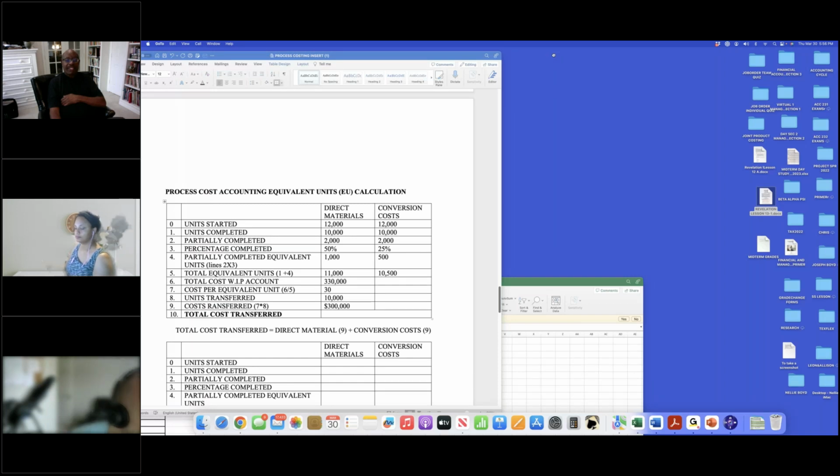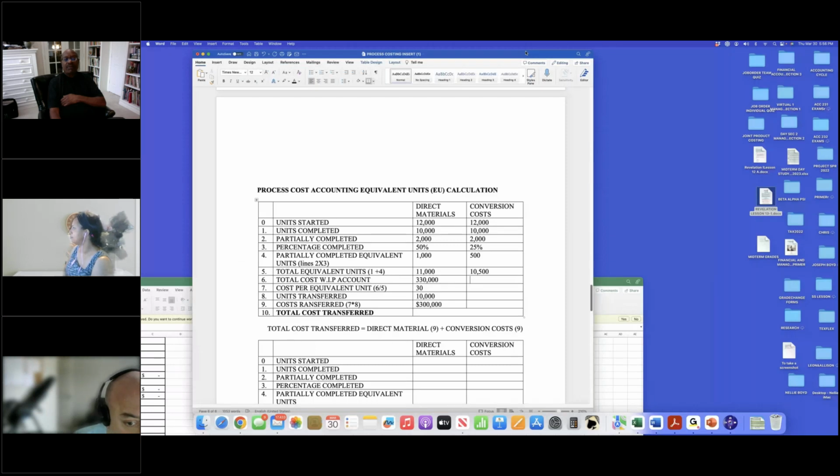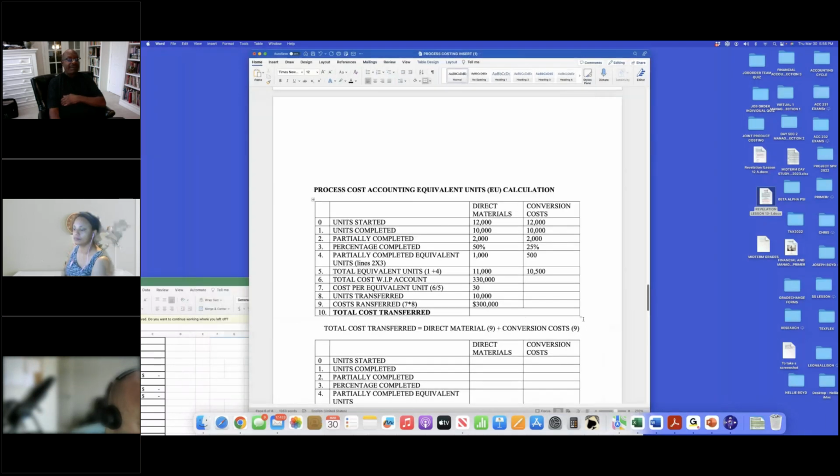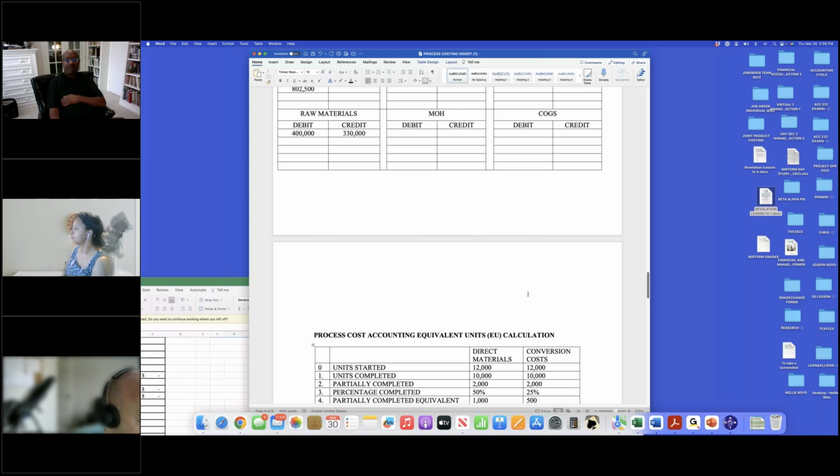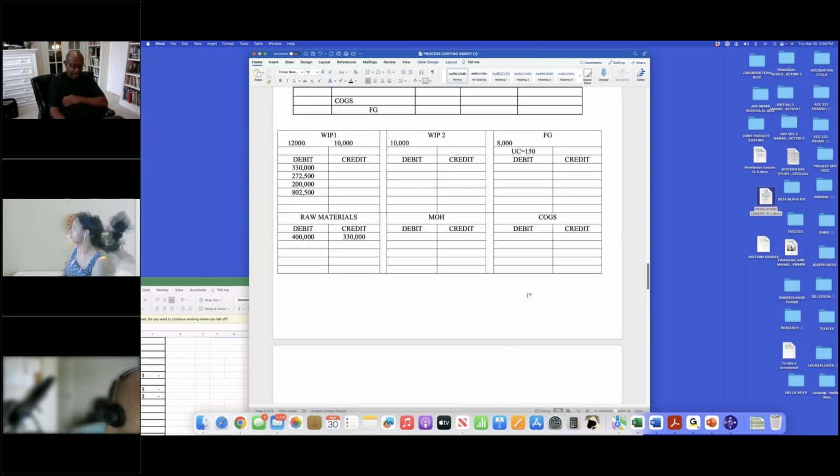So the total cost on line 6 and the conversion is labor, is raw material and labor. No, labor and overhead. Labor and overhead. So it's going to be 472,500.